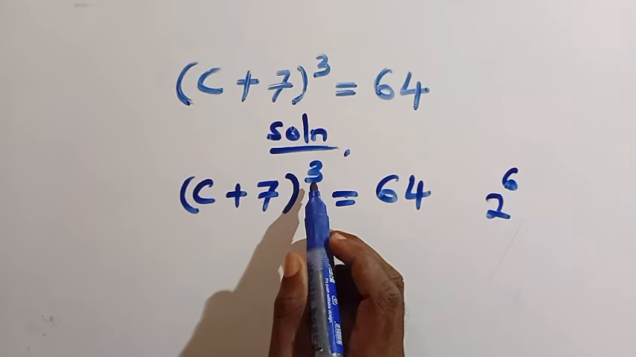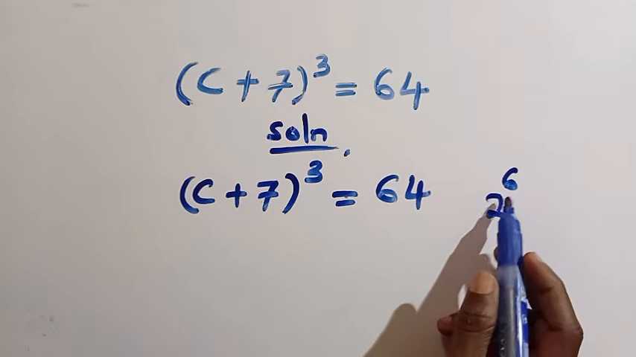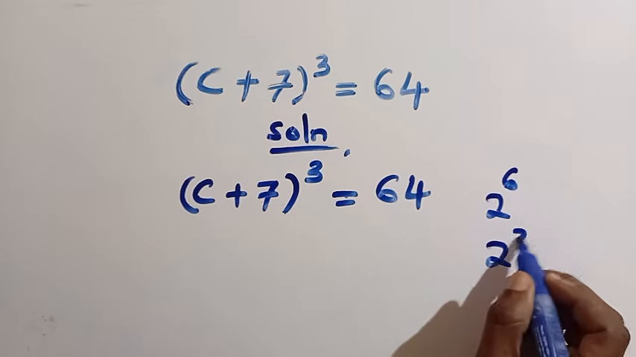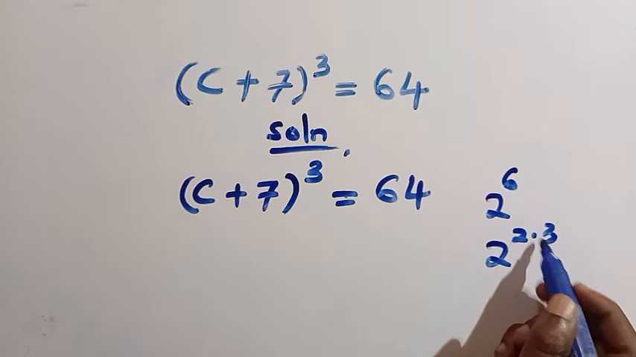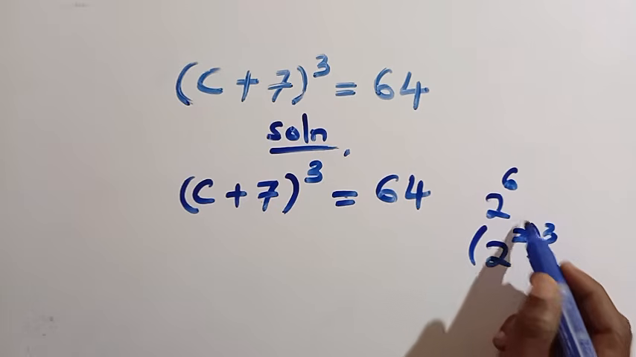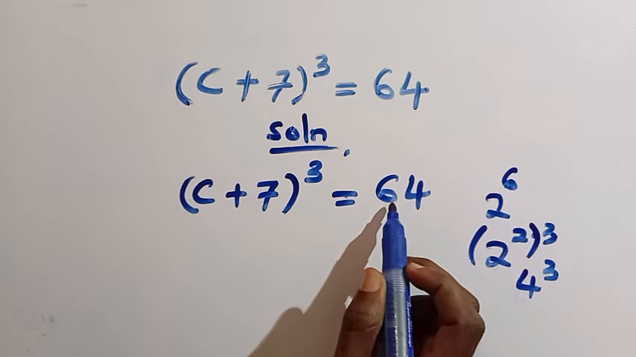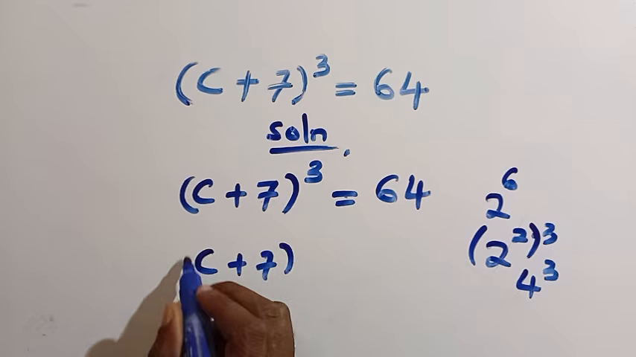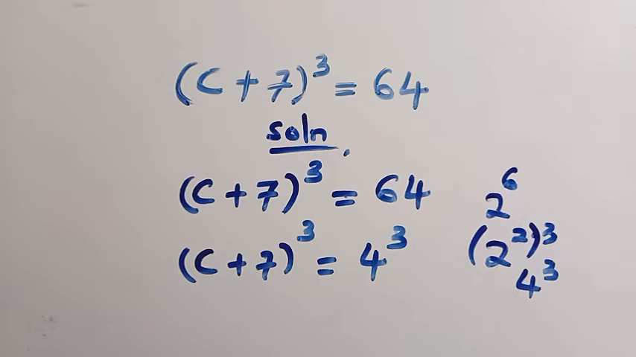But this is a power of 3, so we have to express this as an exponent having a power of 3. If I consider this as 2 to the power of 2 multiplied by 3, this still gives us 2 times 3, that is 6. If I bracket this, it still remains the same, but 2 raised to the power 2 gives us 4 to the power of 3. 4 raised to the power 3 is what we are going to write for 64. Then we have (c + 7)^3 = 4^3.